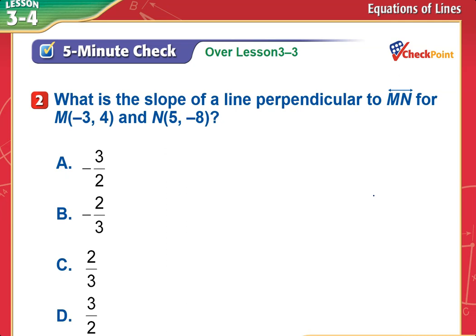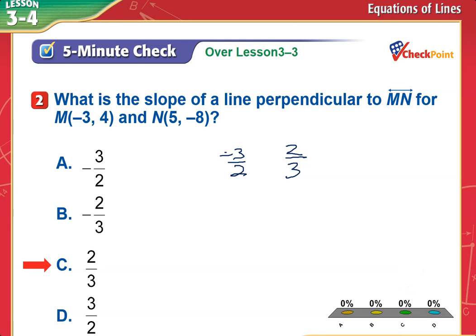Slope of the line perpendicular. Here we're looking for the slope of the line perpendicular to MN. Since my slope was -3/2 in my last example, a slope perpendicular would be the opposite reciprocal. So opposite means opposite sign, so we have positive, and reciprocal is 2/3. So we have an answer of 2/3.